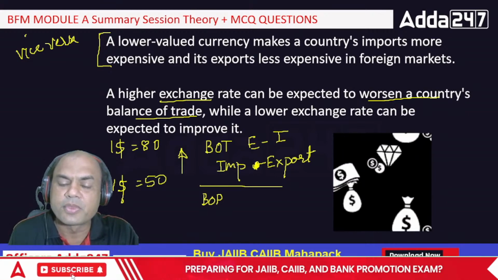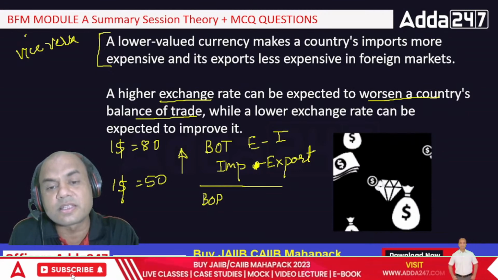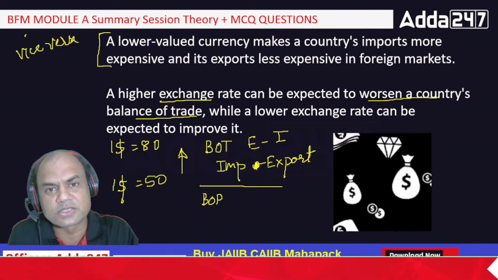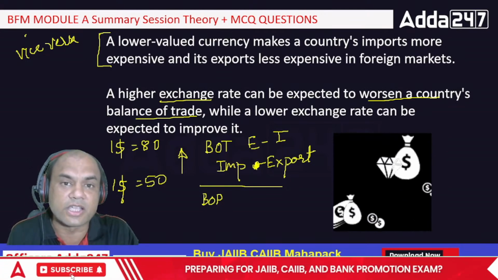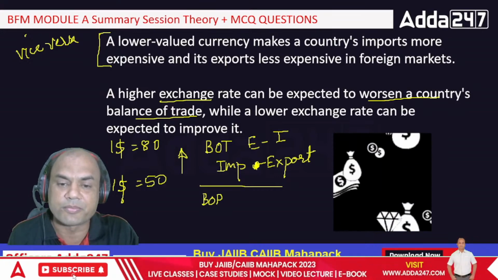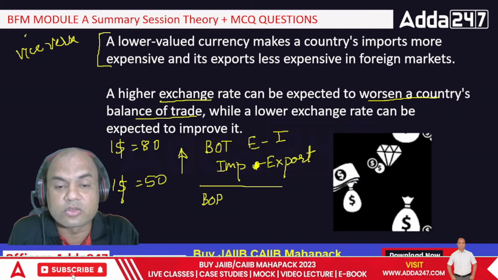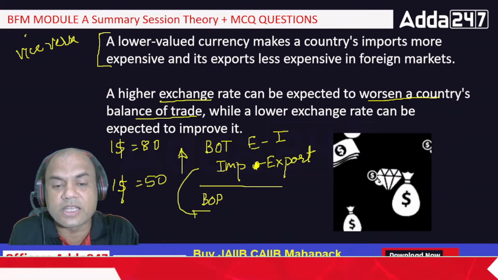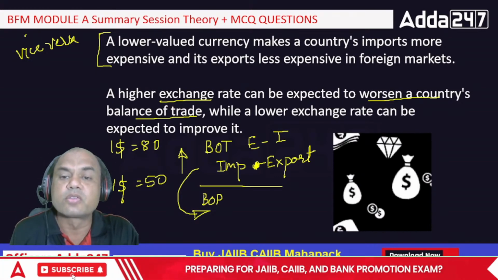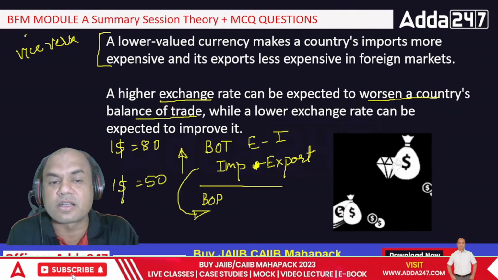What is BOP? BOP includes other things other than export and import, like NRIs transferring funds, or FII investing, FDI investing. All these come under BOP. It also includes BOT. Remember, the BOT net balance is always transferred to BOP. So the higher exchange rate will worsen the country's balance of trade.